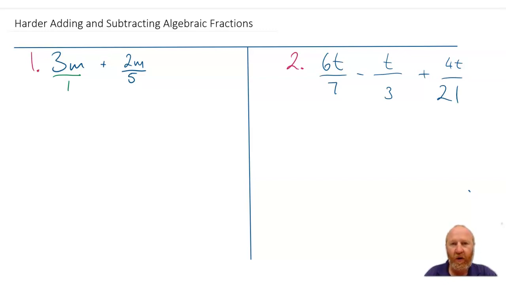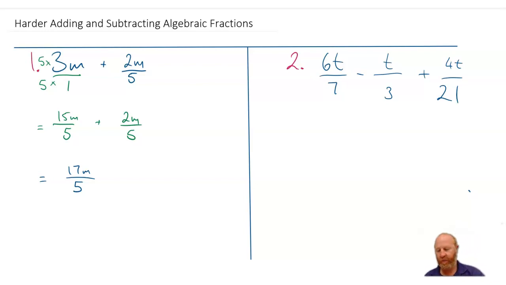There is not currently a common denominator, but if I multiply the first term, top and bottom, by 5, I achieve a common denominator of 5. So I get 15m on 5 plus 2m on 5. 15m plus 2m is 17m over 5, and that one's done.